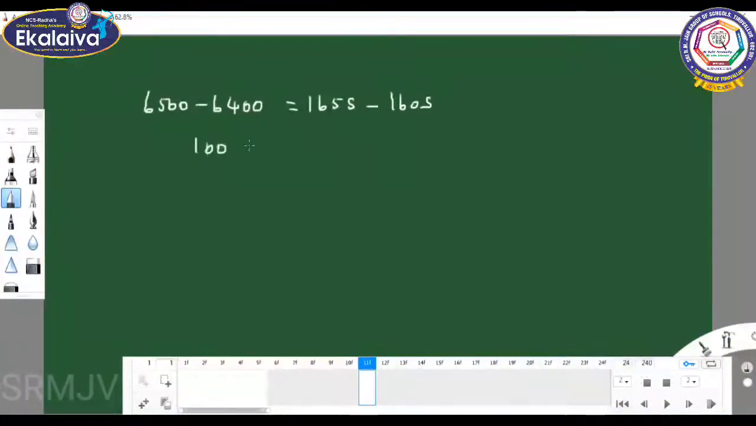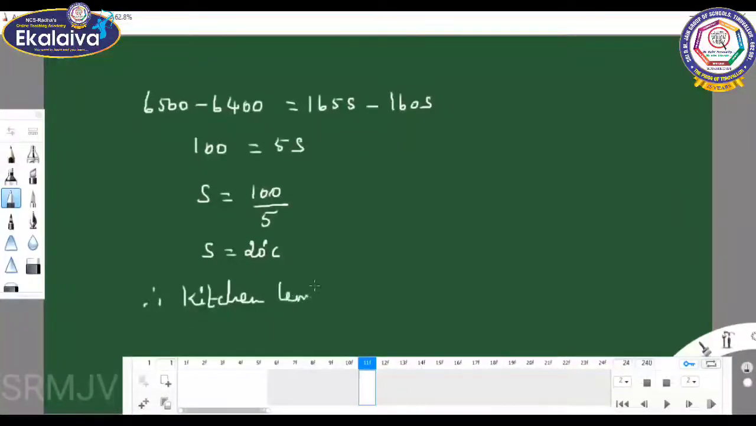100 equal to 5 s. S equal to 100 by 5. S equal to 20 degrees C. Therefore, the kitchen temperature S equal to 20 degrees C.